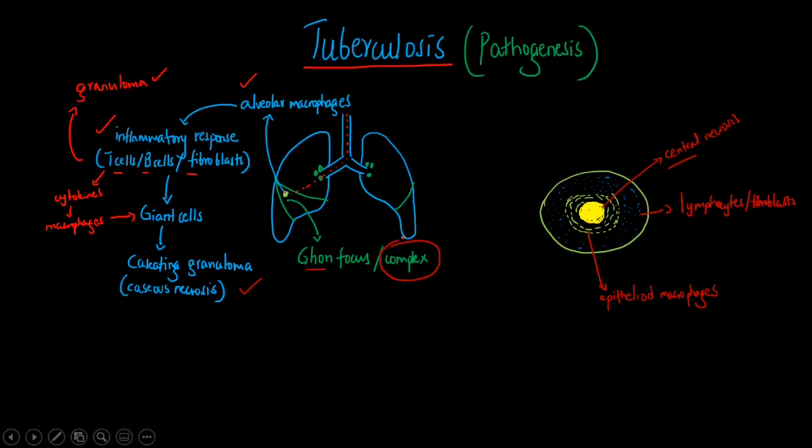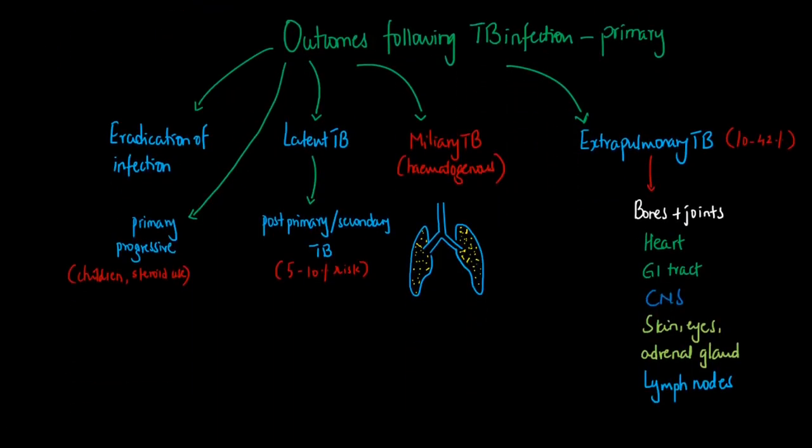So moving on to the next slide, where we'll look at the consequences of primary TB infection. So the body can successfully eradicate the infection. There can be primary progressive tuberculosis, which happens amongst children, patients who use steroids, or are immunocompromised due to other reasons such as HIV. The body's immune response is suboptimal and it can't control the infection, and so it spreads to other parts. You can have something called latent TB.